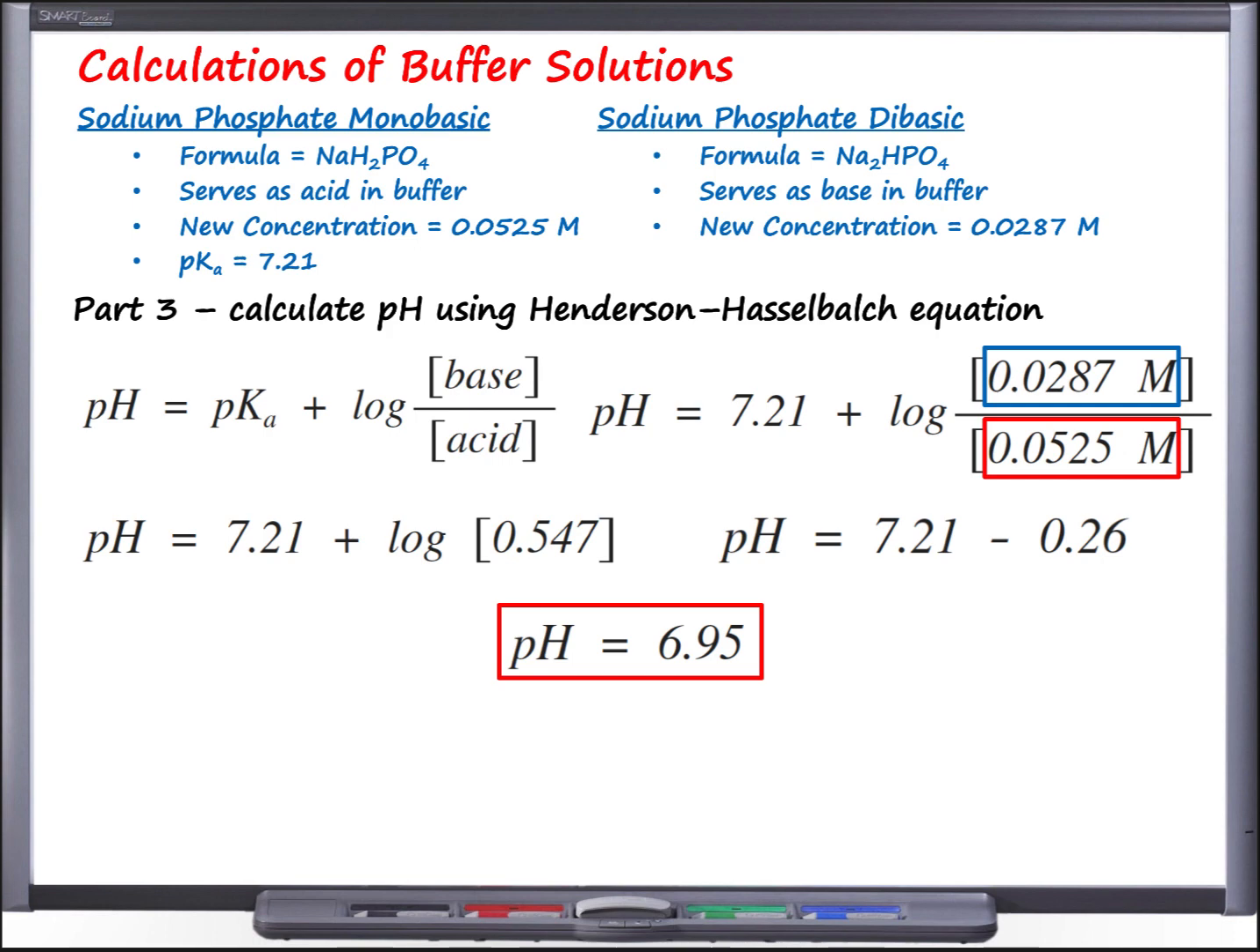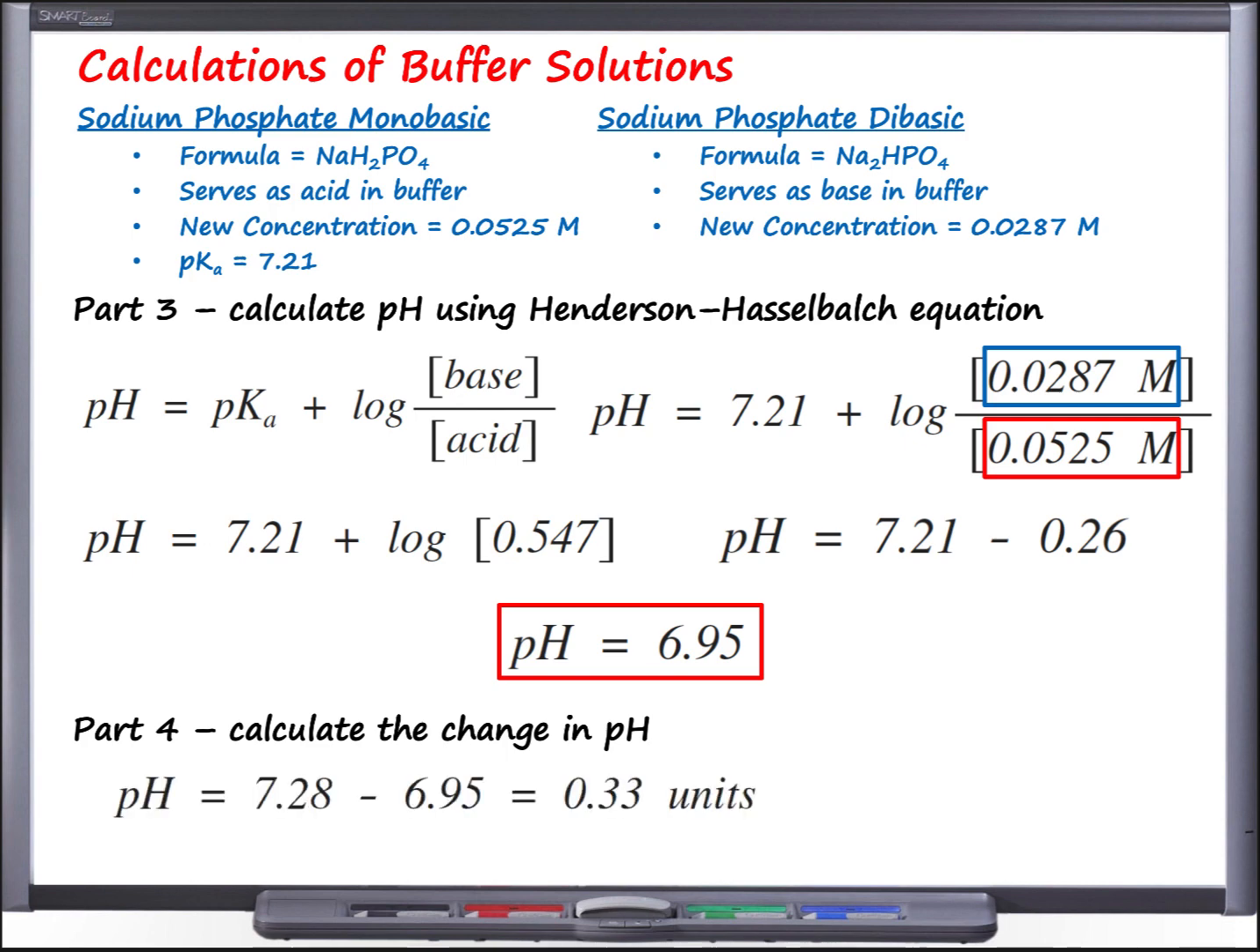Now, the last part is that the question didn't ask what the resulting pH would be. It wanted to know what the change in pH would be. To calculate the change in pH, it's pretty straightforward. All we need to do is start with the pH we had before we added the hydrochloric acid, which we had calculated previously to be 7.28, and subtract from that the pH that results after we add the hydrochloric acid, which we said was 6.95. Therefore, the change in pH that resulted from the addition of that hydrochloric acid was 0.33 units. And those units were towards the acid, or towards a lower pH value.